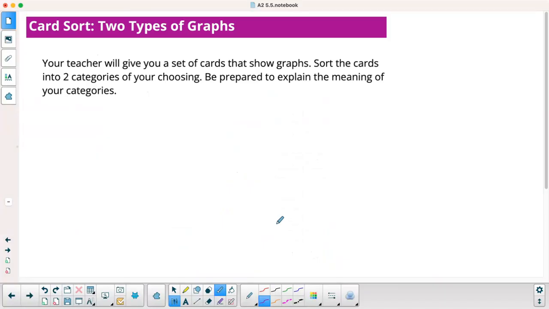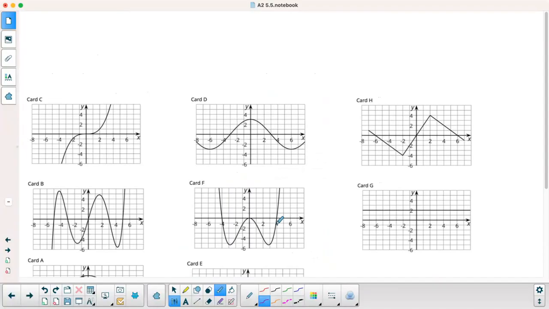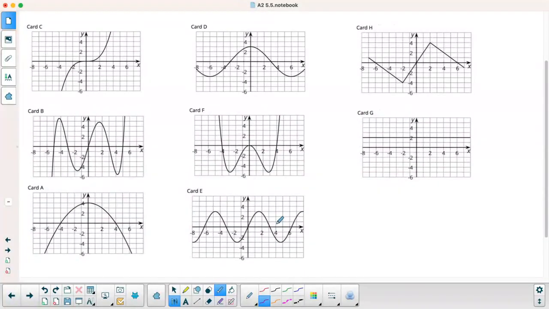So next, if you were in class, your teacher would give you a set of cards that show graphs. We're going to do this card sort into 2 categories of your choosing. Be prepared to explain the meaning. All right, so here's all my cards. Take a good look at them. I guess since we just did y-axis symmetry and origin symmetry, I guess I could say even and odd.